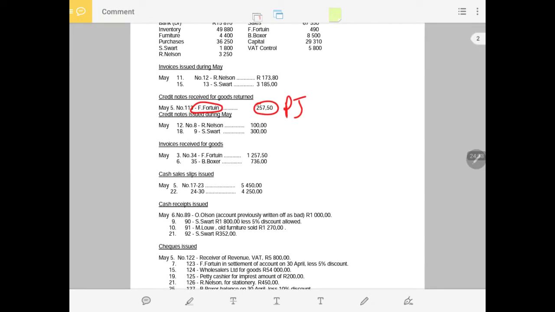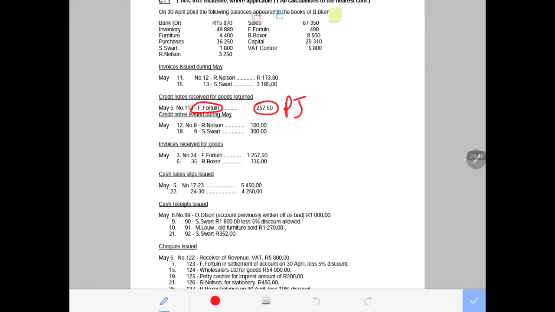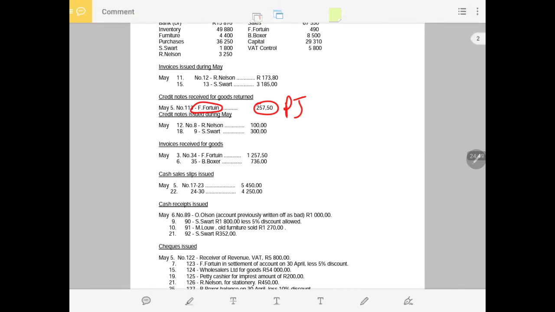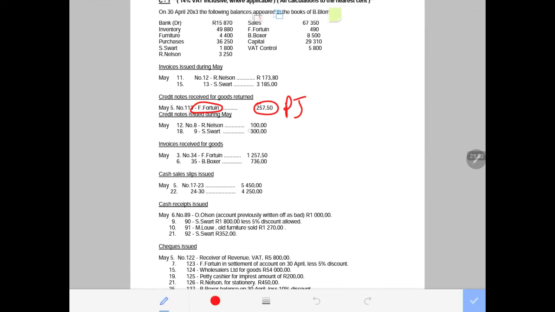We go to the next one, which is invoices that were received for goods. Now this is on the 3rd date and on the 6th date. Now this is credit purchases. The minute we receive invoice, it means we bought inventory on credit. Invoice we receive when we buy on credit. That means here we bought on credit.